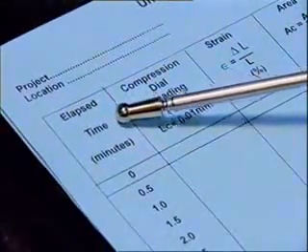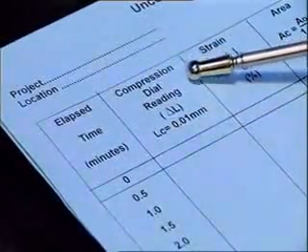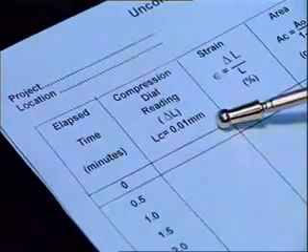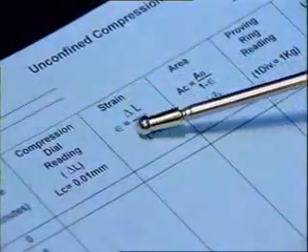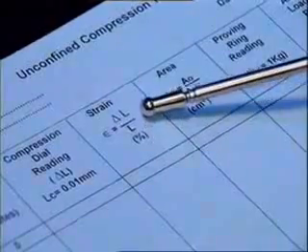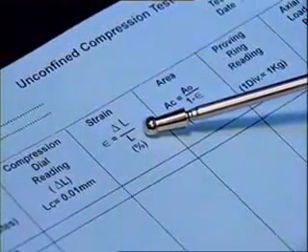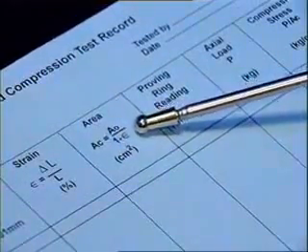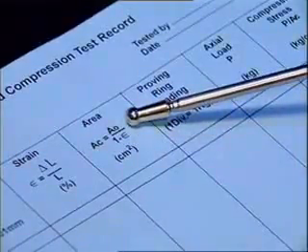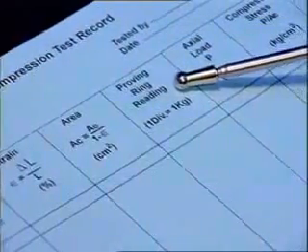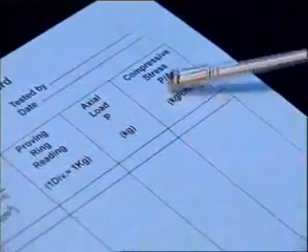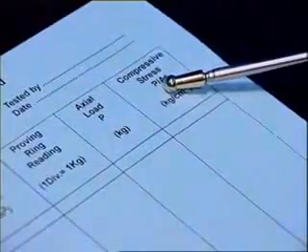In the first column it is elapsed time. In second column it is compression dial reading del L, where least count of this dial gauge is 0.01 mm. In third column it is strain epsilon, that is equal to del L over L, where del L is the change in length and L is the length of the soil sample. In fourth column it is corrected area AC is equal to A naught divided by 1 minus epsilon, where A naught is the actual area of the soil sample. In fifth column it is proving ring reading, where 1 division is equal to 1 kg. In sixth column it is axial load P. In seventh column it is compressive stress, that is equal to load divided by corrected area.